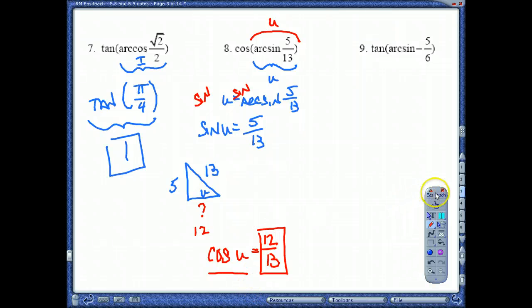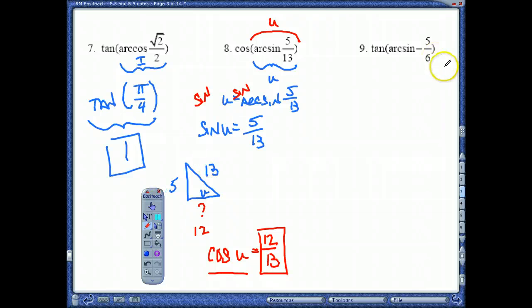Now number 9, the only thing that's different is we have a negative on the inside, so we have to remind ourselves what kind of answer we're going to get. So look at the inside, arc sine is negative, so this negative right here tells me that angle is in the fourth quadrant. Well, what do you know about the tangent of an angle in the fourth quadrant? That's going to be negative. So my answer is going to be negative, whatever we turn out to equal.